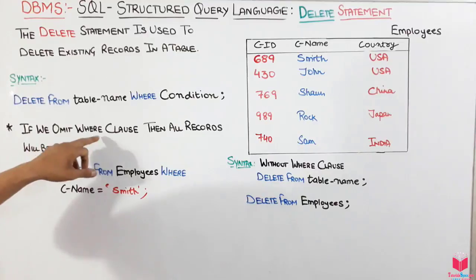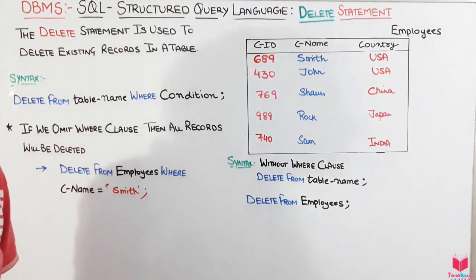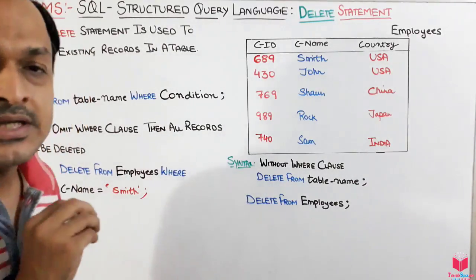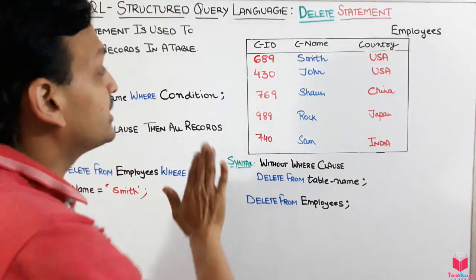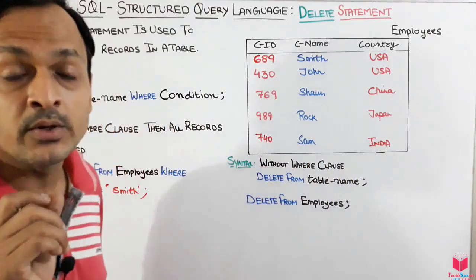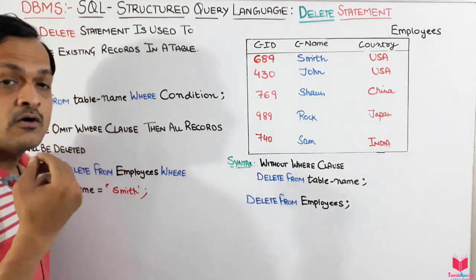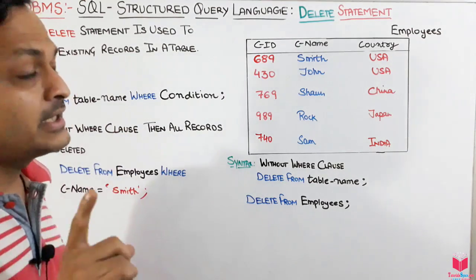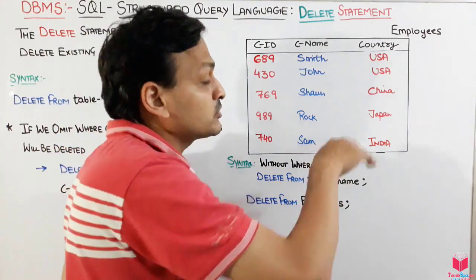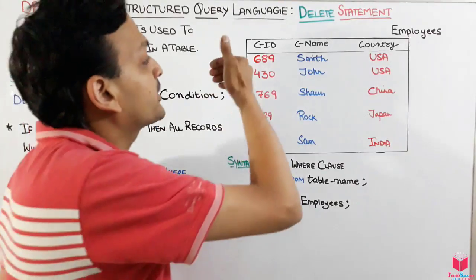If we omit the WHERE clause, if we don't include the where condition, then all the records will be deleted. If we don't use any WHERE clause and simply write DELETE FROM table name, then what will happen? It will delete all the data or records from the table, not the table. Sometimes students think it will delete the whole table if we don't use a where condition. No, it will not delete the table. It will delete all the records and give you the empty table with only the attribute names.